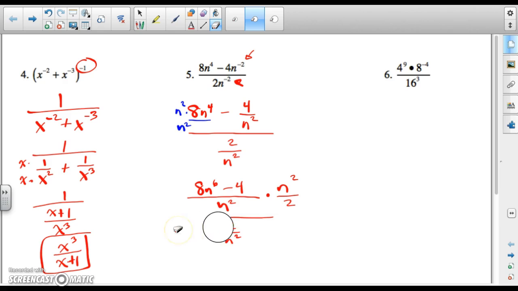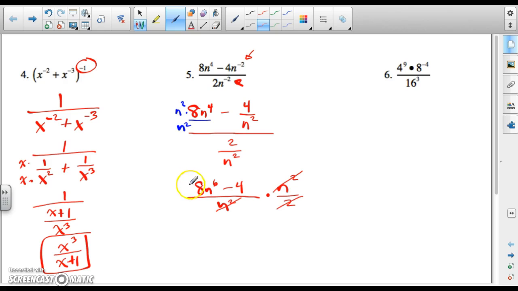So I'm just going to erase this. And now we have this statement. N squared is on top, n squared is on bottom. Cancel those out. They all have factors of 2. We can take out a 2. This becomes a 4, and that becomes a 2. So we get 4n to the 6th minus 2.